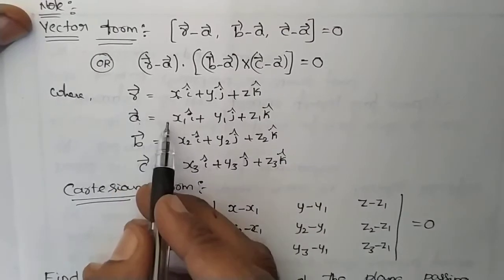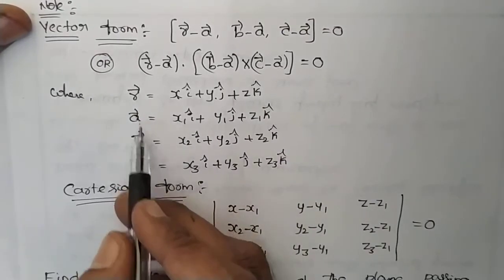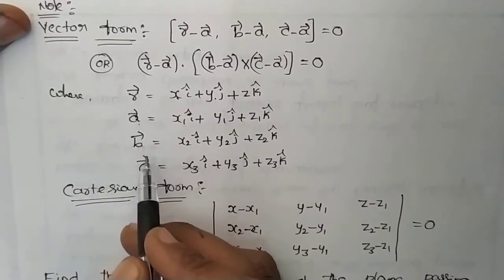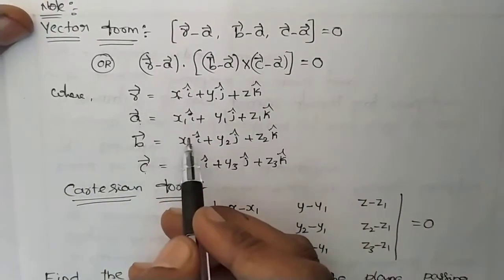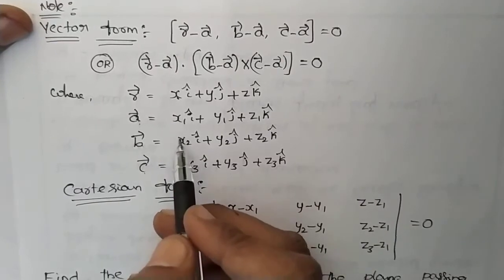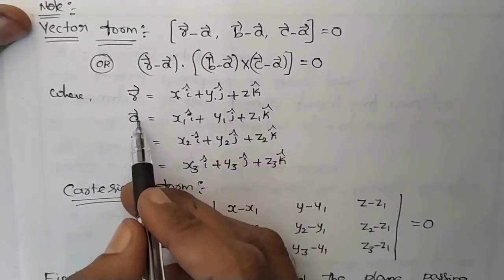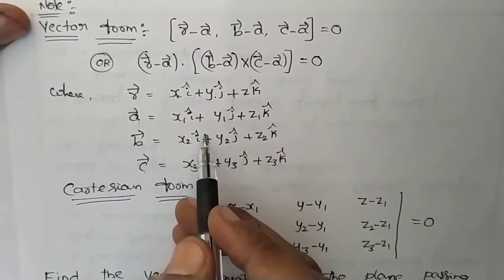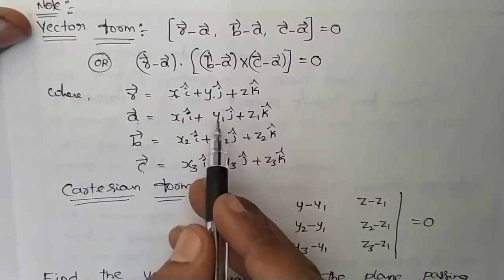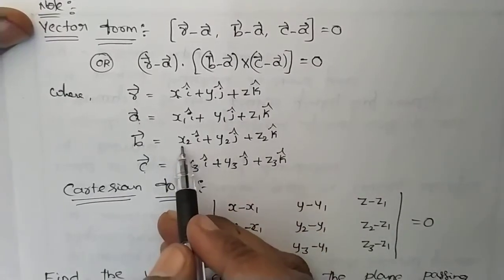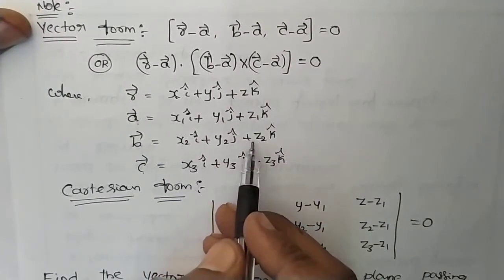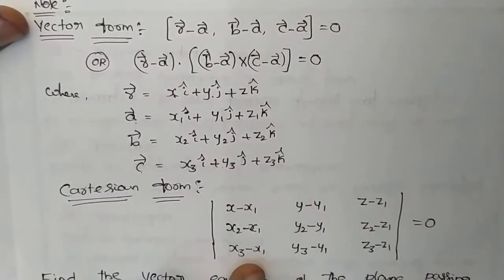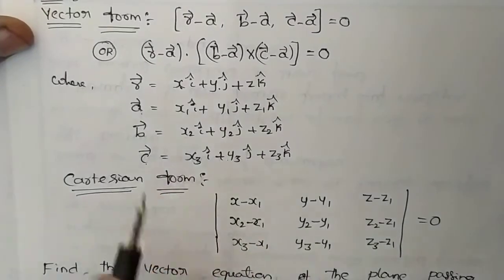The plane is passing through the points A, B and C. Let us represent them in vector form. Point A is x1, y1, z1, so the a vector is x1i plus y1j plus z1k. The b vector will be x2i plus y2j plus z2k. The c vector will be x3i plus y3j plus z3k. Hence, that is the vector form.